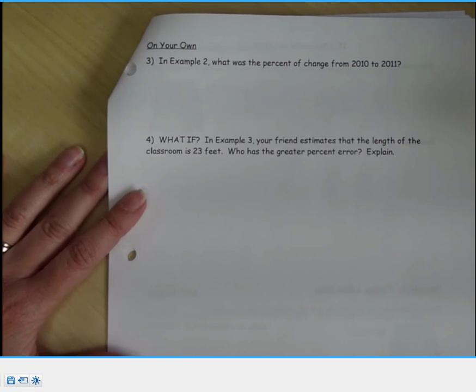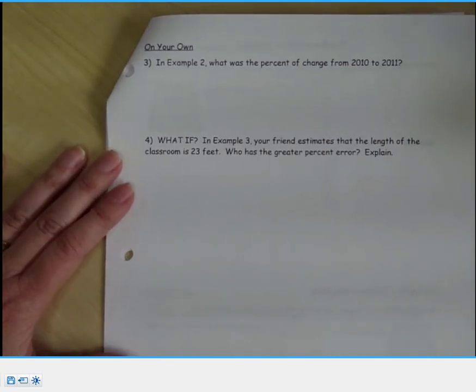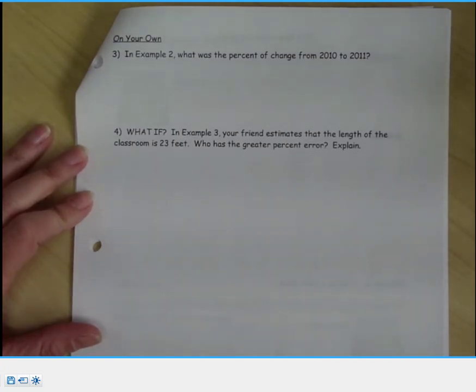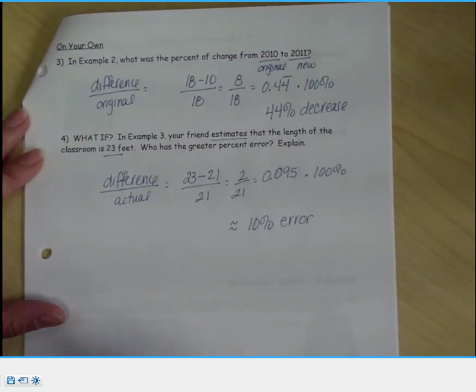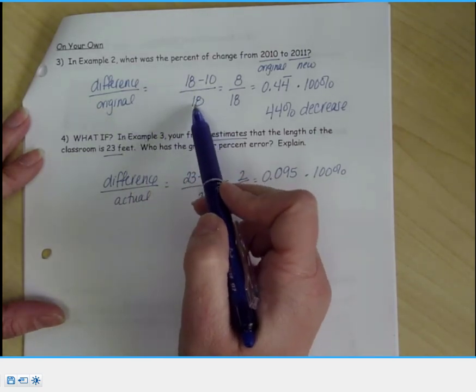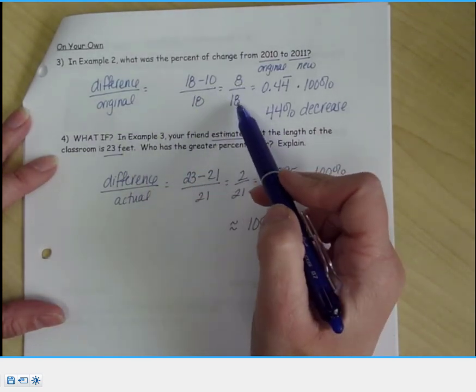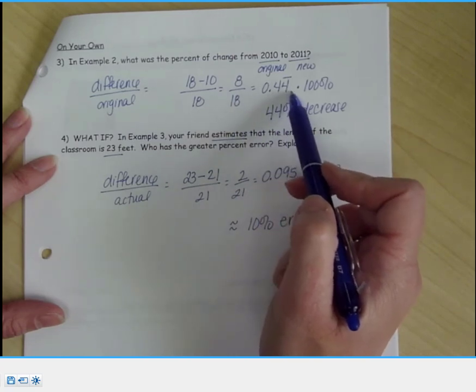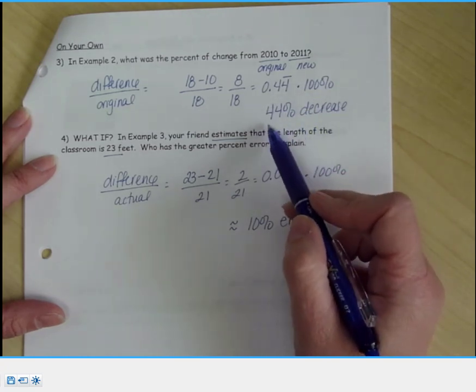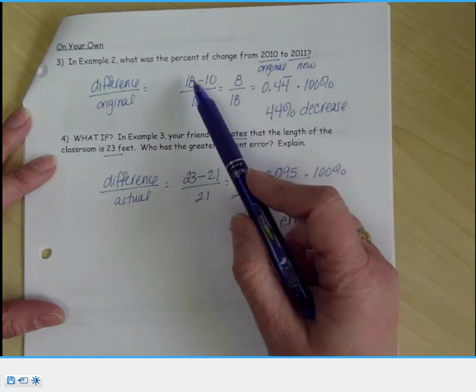Now it's your turn. Go ahead and hit pause. Do these 3 examples. When you're done, answer the questions in the video and come back to check your work. You may hit pause now. On your own, number 3, we're going to do the difference divided by original. 18 minus 10 divided by 18. 8 over 18 is 44 hundredths repeating. Making sure to multiply that by 100% gives us a 44% decrease.